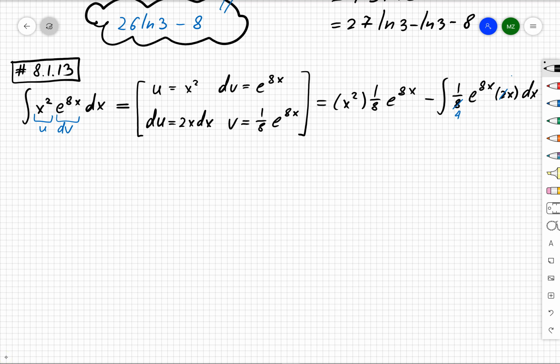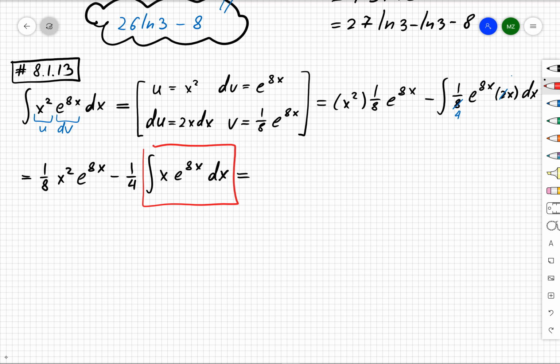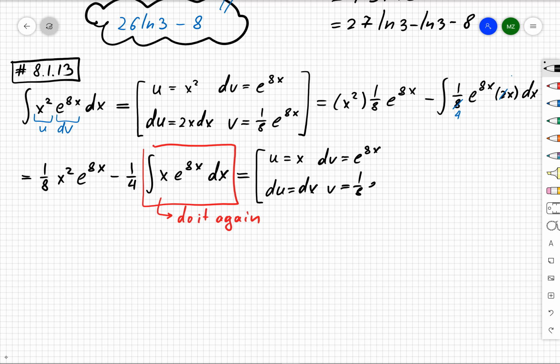And if I do some algebra and simplify my expression, then what I'm going to obtain is minus 1 over 4 times the integral of x times e to the power of 8x. And then I need to apply integration by parts again. So I'm going to set u equal to x and dv equal to e to the power of 8x. And if we do the same procedure as we did for problem 8.1.1, we're going to obtain the following expression.